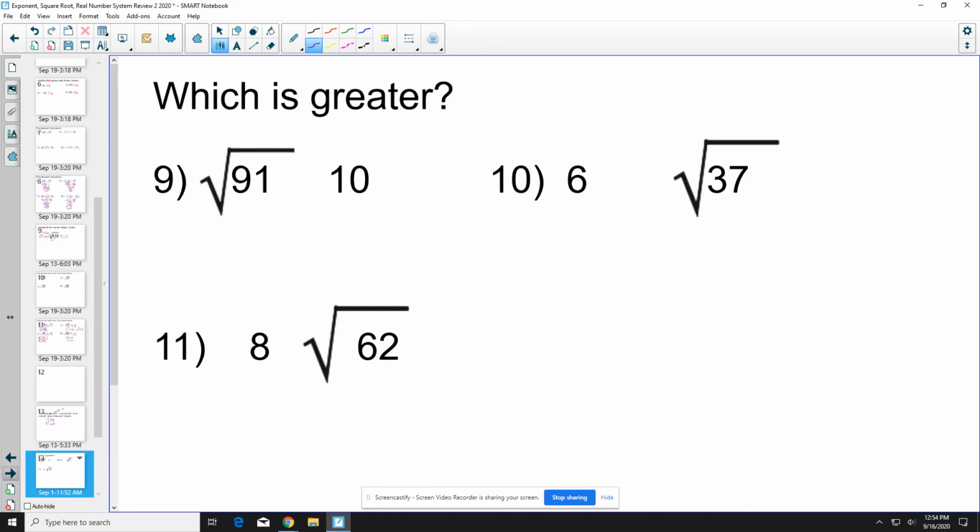All right, last page. Can you please number 9, 10, and 11 and compare these? Put a less than or a greater than sign. Go ahead and pause the video now. When you get done, hit play.